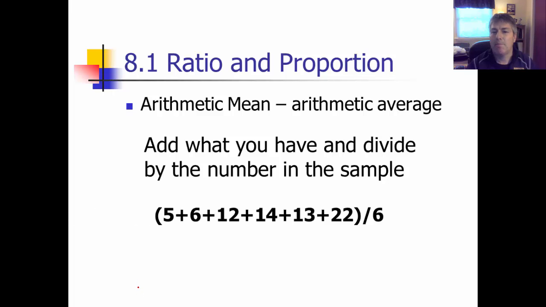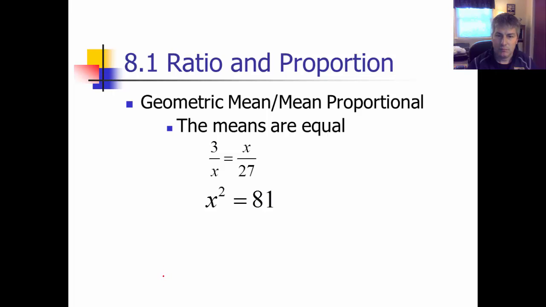So we add everything up. Here we have 6 scores. We add those scores together and we divide by 6, and that is our arithmetic mean, or our average. The geometric mean, you'll see questions about the geometric mean. That's a little bit different. The geometric mean is also known as the mean proportional.